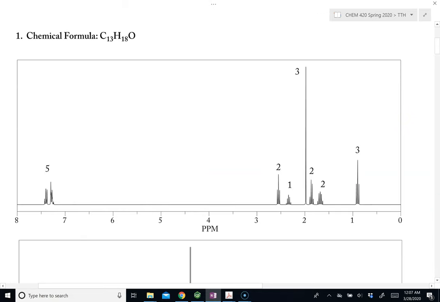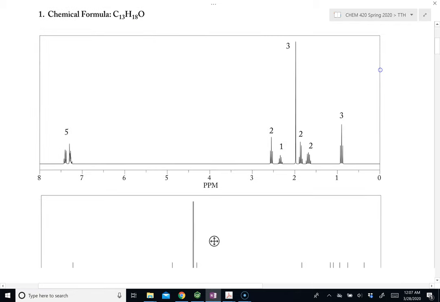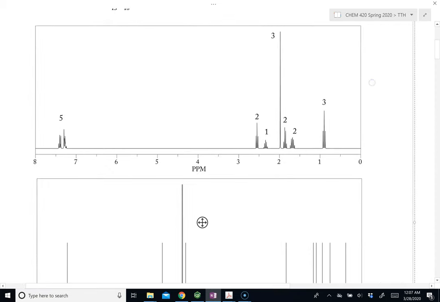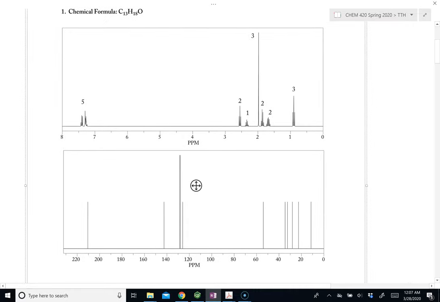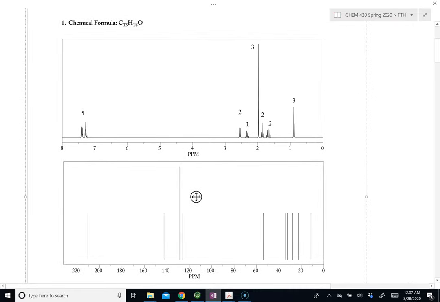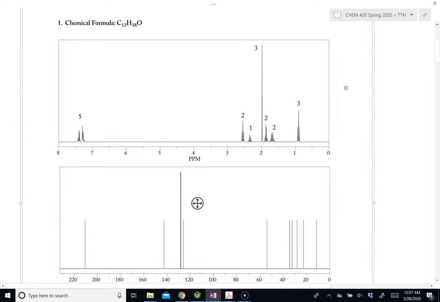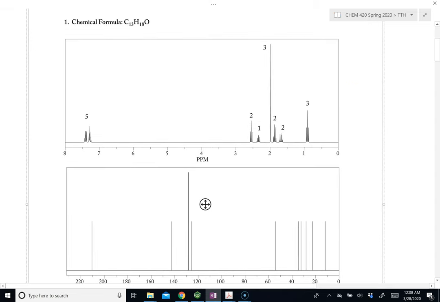And let's try another practice problem. In this case, we are given the chemical formula C13H18O, and these are its proton and carbon NMR data. There's no IR information given. So from here, let's follow the steps for how to solve an NMR problem and see if we can apply that to solve this problem. Why don't you take a few minutes to solve this, and we can go over the answer together.